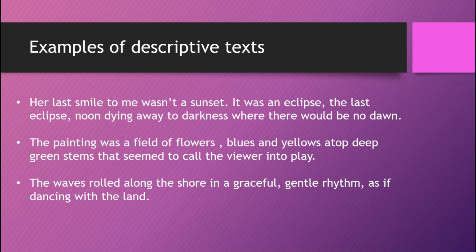And now we have some descriptive text examples. Her last smile to me wasn't a sunset. It was an eclipse. The last eclipse, noon dying away to darkness where there will be no dawn. The painting was a field of flowers, blues and yellows atop deep green stems that seemed to call the viewer into play. The waves rolled along the shore in a graceful, gentle rhythm, each dancing with the land.